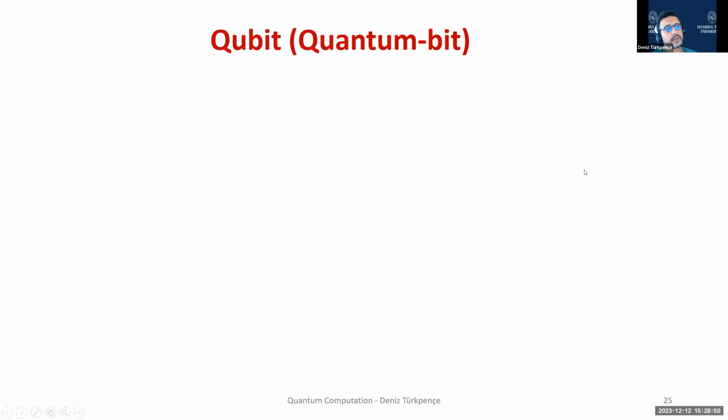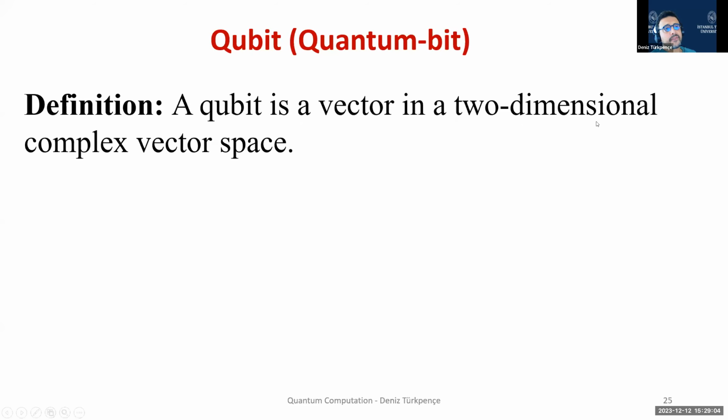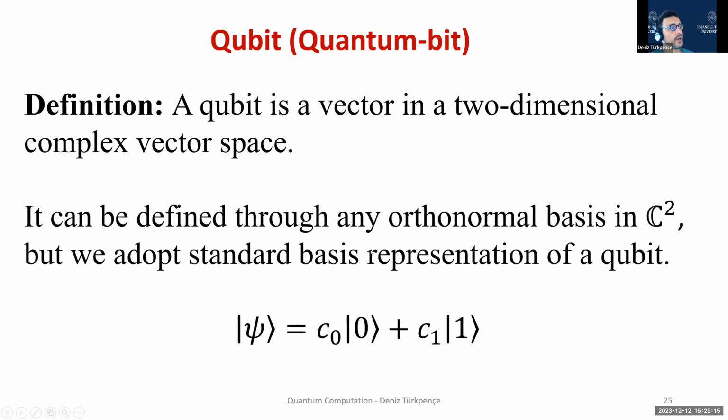So if we have defined the basis states, orthogonality and orthonormality aspects, now we are ready to define a qubit, a quantum bit, in terms of mathematical definitions. A qubit is a vector in a two-dimensional complex vector space. So this is the definition. No more definition we need initially. It can be defined through any orthonormal basis in two-dimensional complex vector space, but in fact, we adopt the standard basis representation of a qubit. So this is a qubit, and it has some other representations. We'll see the Bloch sphere representation in the next lecture, but initially, this is sufficient for us.